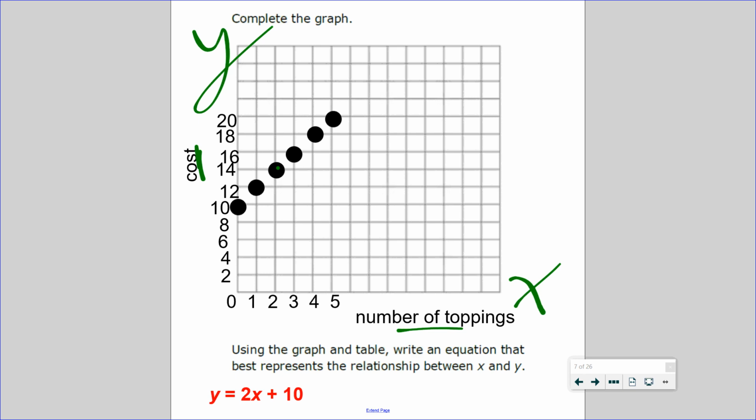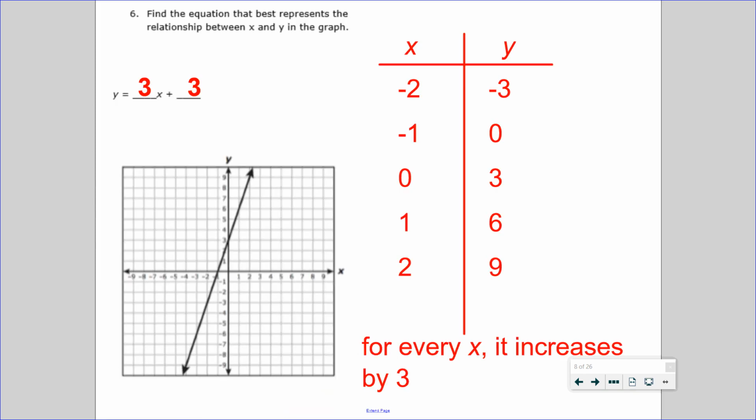Again, you don't have to know that currently at your grade level. I'm not, because you're not going to pay for half of a topping. That doesn't make sense. So I already have the equation here, y equal 2x plus 10. And last but not least, you are going to be given graphs, or maybe a table, either one. Can you create an equation in the form of y equal blank x plus blank from it?